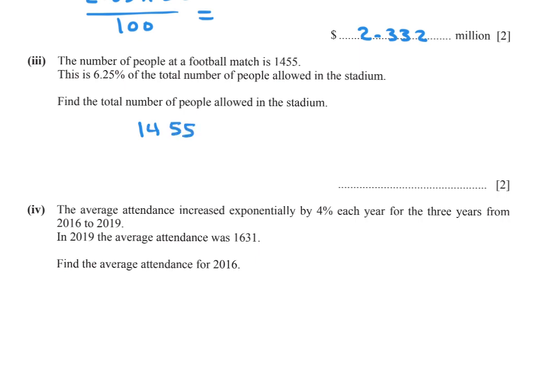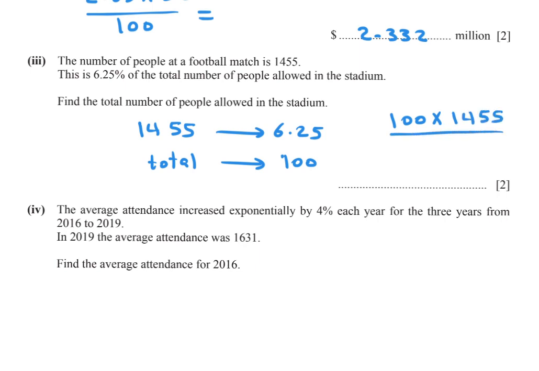1,455 represent 6.25. So the total represent 100. Now cross multiply to find the total. So 100 times 1,455 divided by 6.25 equals 23,280.